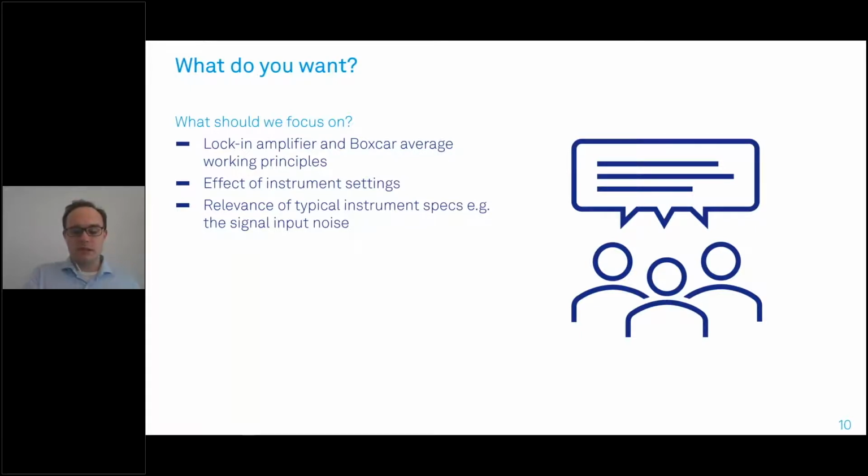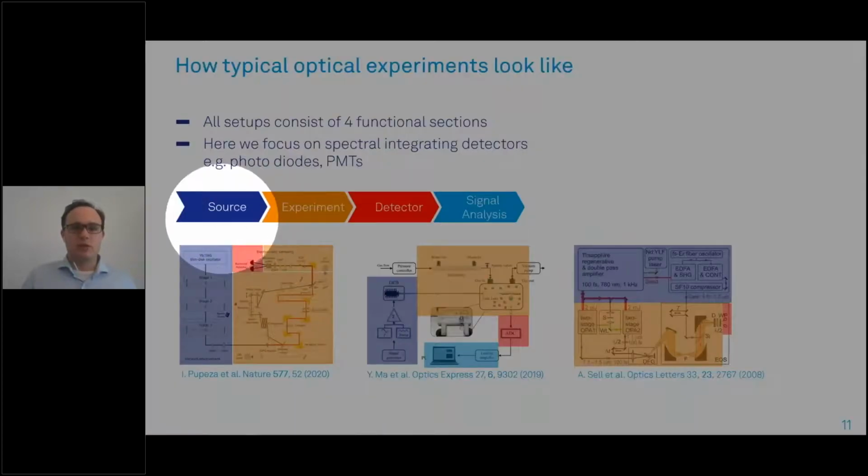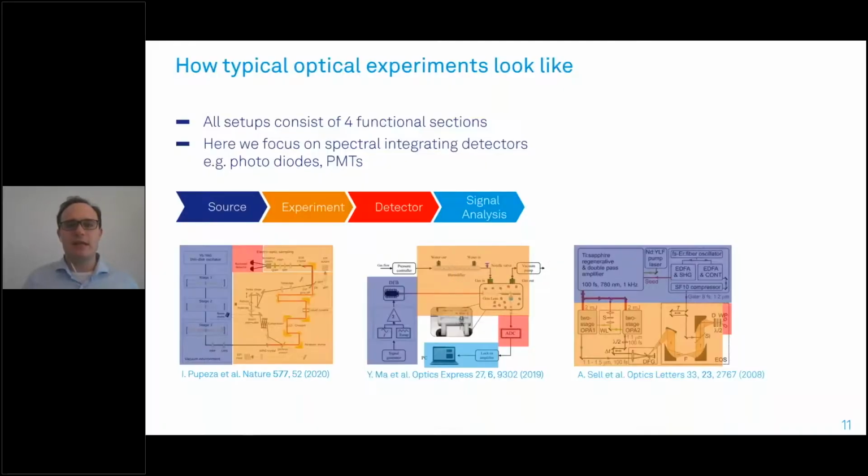What do typical systems actually look like? So we can always simplify typical optical setups. We always have four functional sections. So we typically have a source, an experiment, a detector, and a signal analysis. You see three completely different examples: the middle one focusing on linear spectroscopy, the other one on terahertz time domain spectroscopy, and the third one going more into mid-infrared detection. But in all of those, you can identify very clearly those four components.